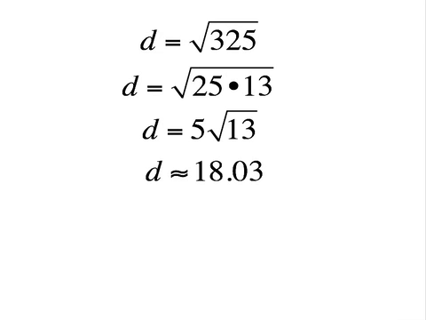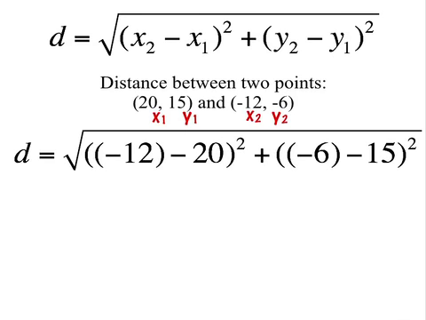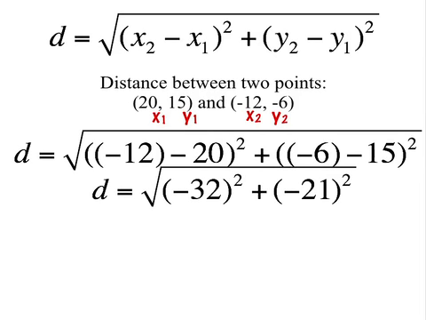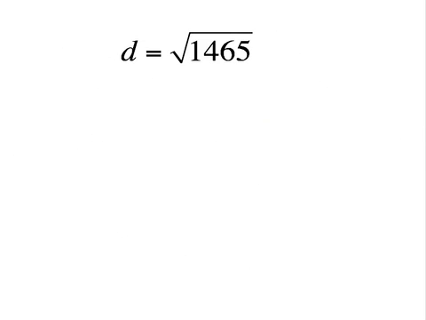18.03. Here's another example. Our two pairs are 20 and 15, and our other pair is negative 12 and 6. We write in our subscript so that we can substitute into the formula, and here it is. Negative 12 take away 20 is negative 32, and negative 6 take away 15 is negative 21. We square both of those differences, and we get 1,024 plus 441, and we get this number as the sum, 1,465.